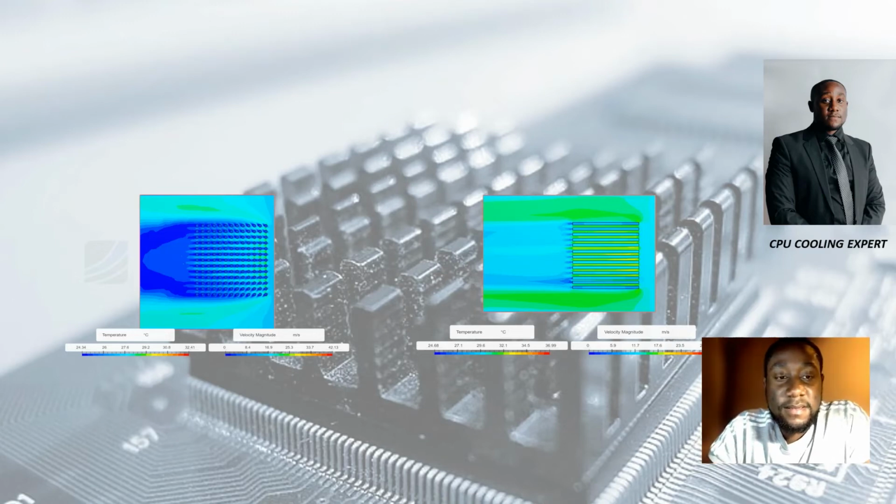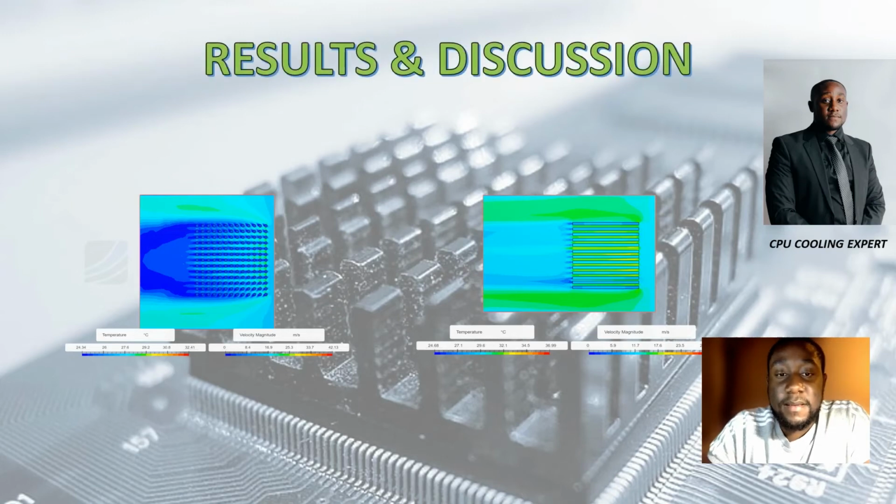Another observation that can be seen is that air is not easily cooled through the circular pattern heatsink, and this can be seen by the temperature that is concentrated at the center of the CPU, whereas in the plate pattern heatsink, the temperature gradually increases through the fins. This makes it easy for the airflow to dissipate the heat through the fins.